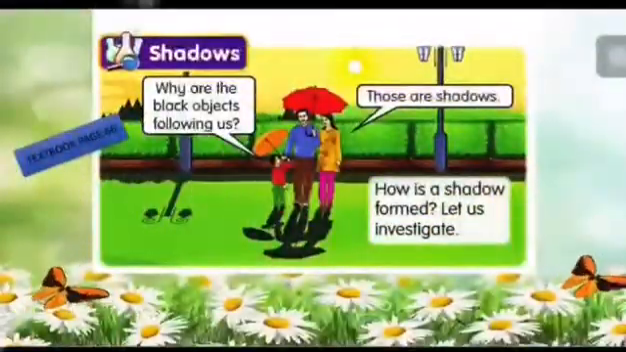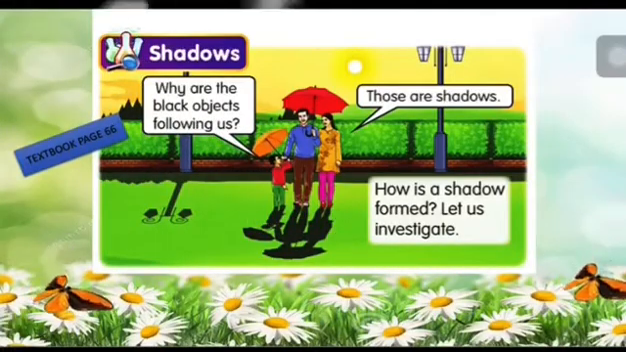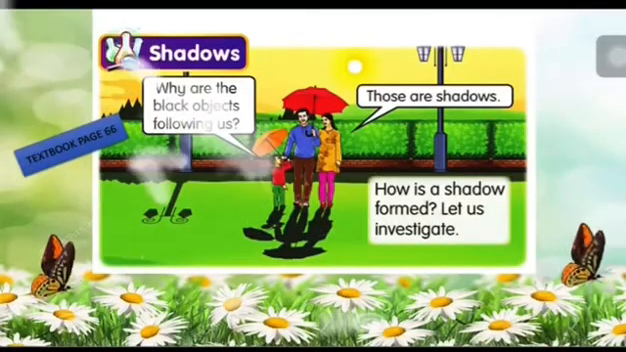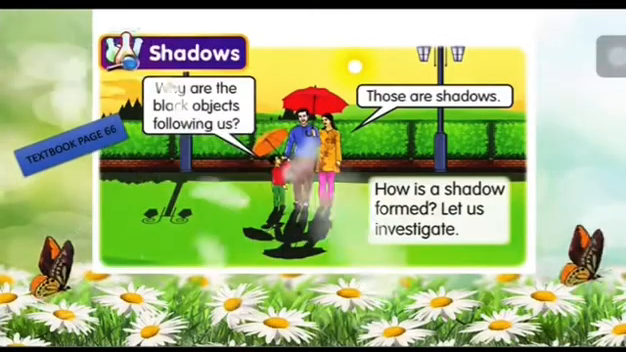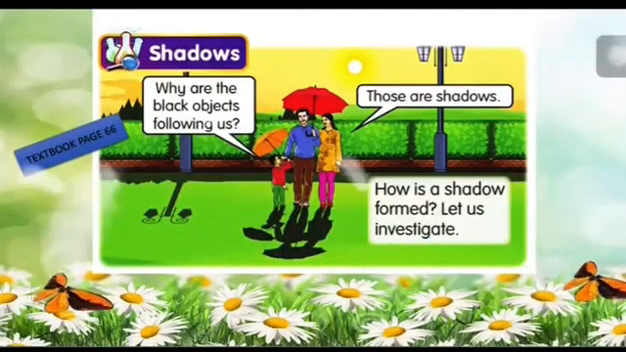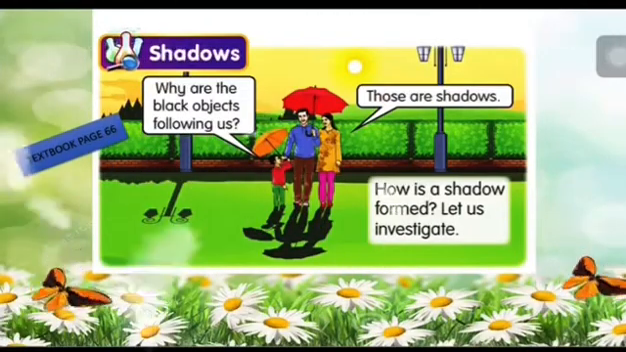Okay, today our topic is shadow. For that, you have to refer to your textbook page number 66. Okay, look here. Why is the black object following us? Look at the object. Actually, what is that black object? Yes, that is the shadow. Okay, how is a shadow formed?